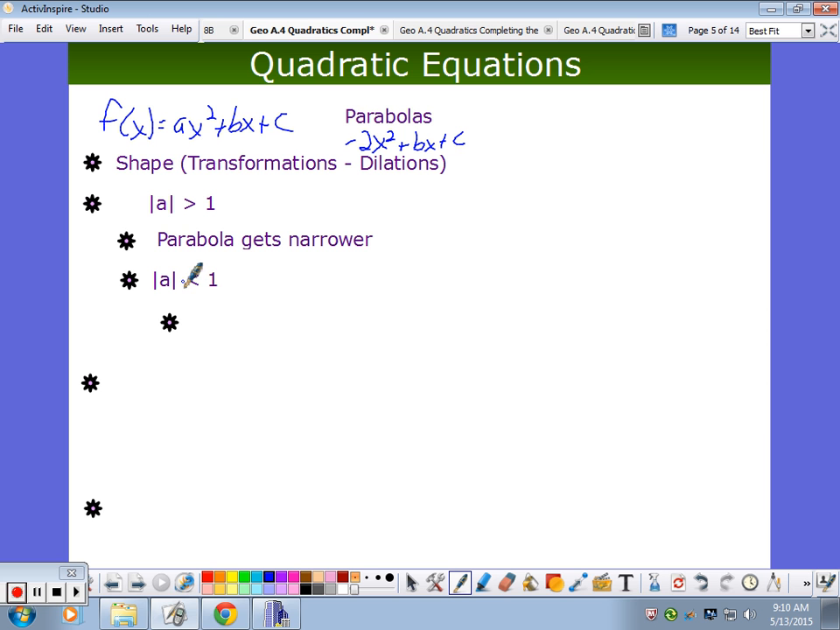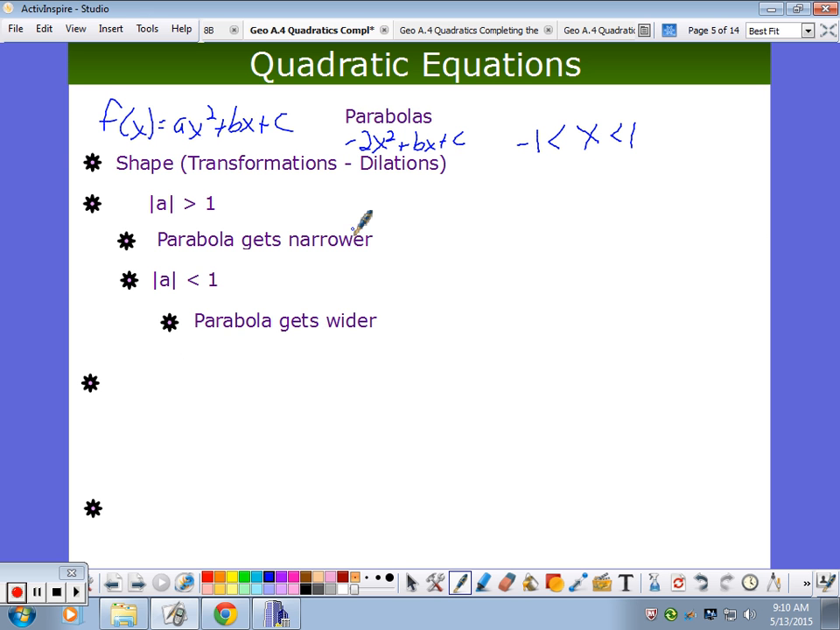Now, if the absolute value of A is less than 1, well, what range of values am I talking about here? I'm talking about x's between negative 1 and 1. Are we familiar with this notation? Yes. It says x is bigger than negative 1 and x is less than 1. So it is between negative 1 and 1, but does not include negative 1 and 1. If that is the case, I get what we call like a compression.